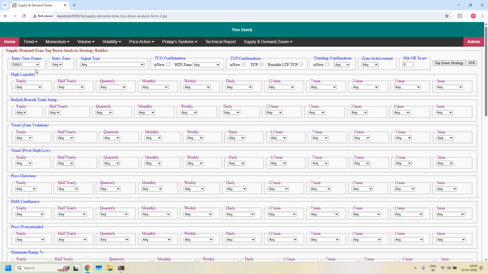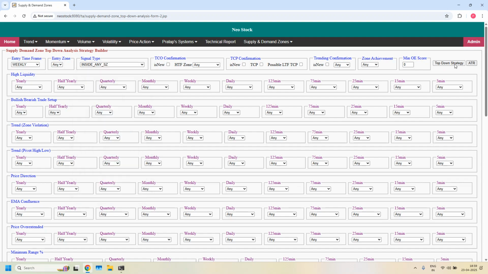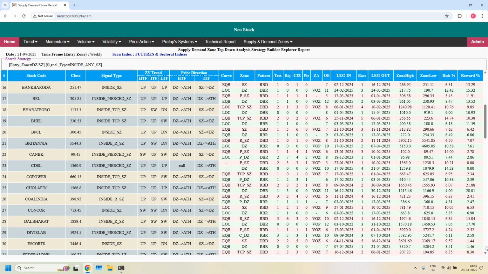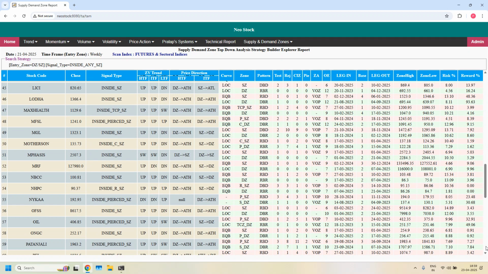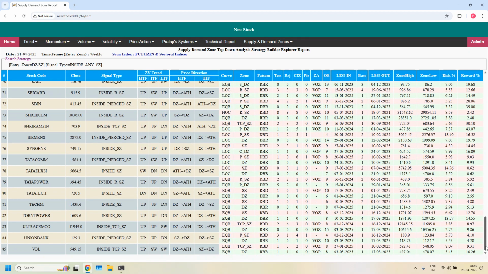Okay, next, weekly time frame. Price closed inside the weekly supply zone. First 16 stocks in the list. Scrolling the list down. Total 85 stocks are filtered.